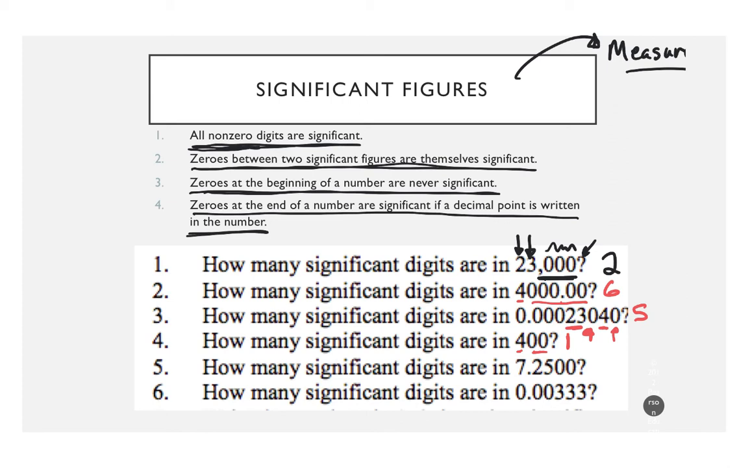Significant digits are in 7.2500. Non-zeros, so those 3, and then zeros at the end with a decimal point are also significant, so this is 5 significant digits. And last but not least, 0.00333, those 3 digits are significant. These zeros are at the beginning of a number, so those are not significant, so the answer here is 3.